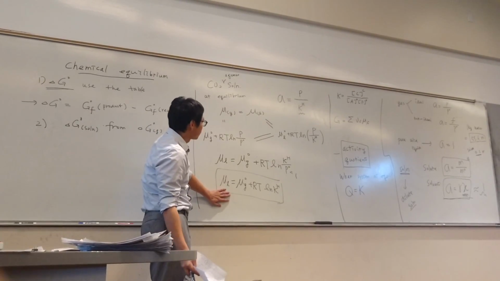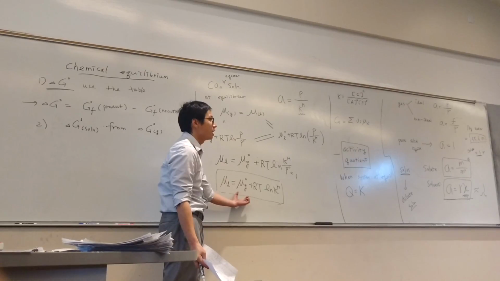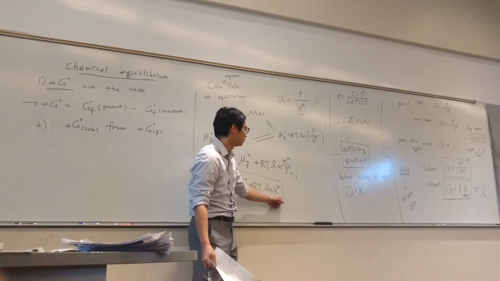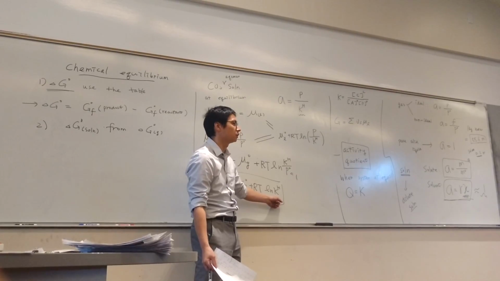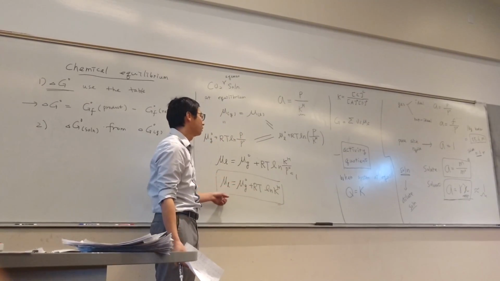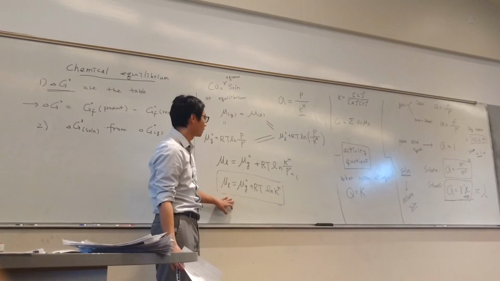What this means is that if you know your mu G naught for the gas, basically for your CO2, and if you know the solubility of your CO2 inside the solution, you can calculate the chemical potential of CO2 for your system.